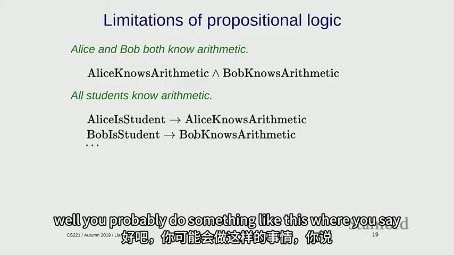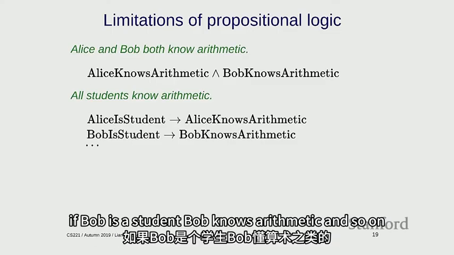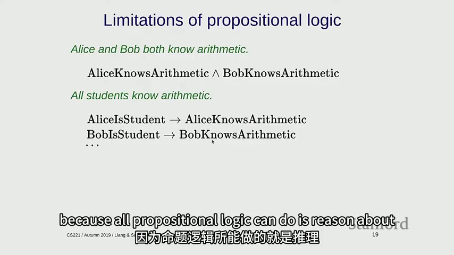Well, you would probably do something like this, where you say, okay, if Alice is a student, then Alice knows arithmetic. If Bob is a student, Bob knows arithmetic, and so on. Because all propositional logic can do is reason about statements.